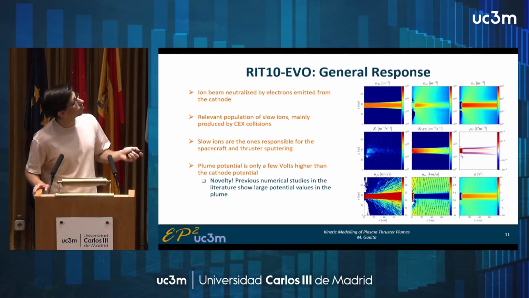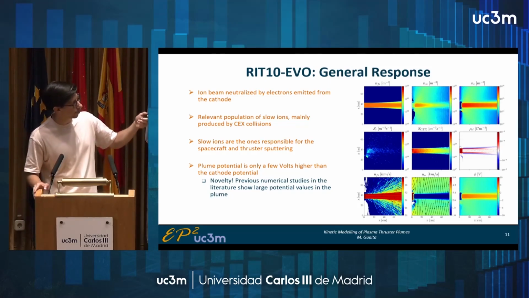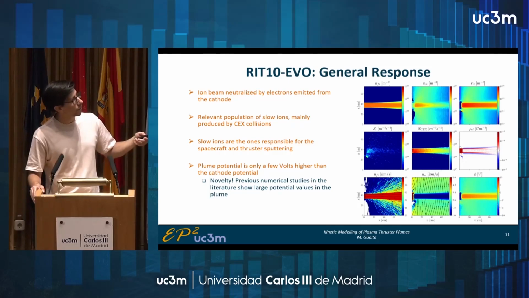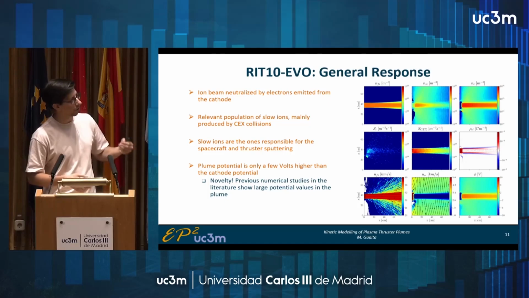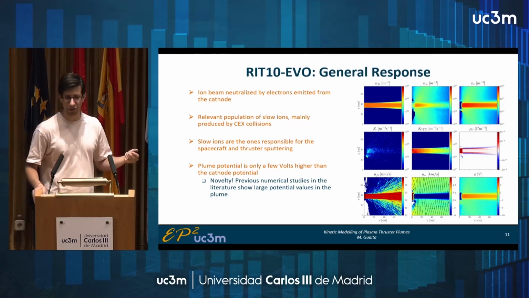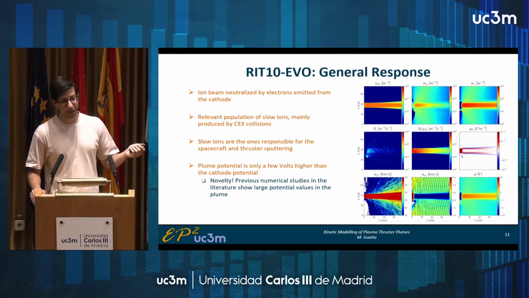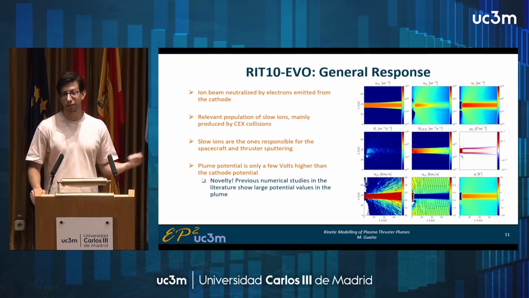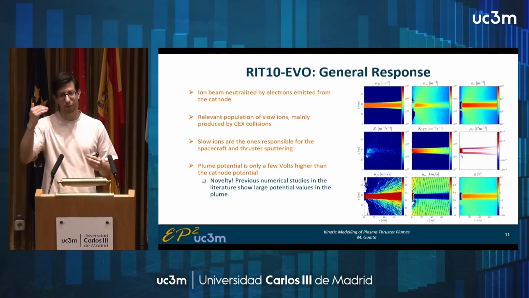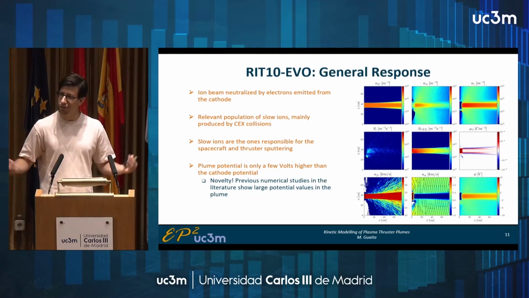The other important result from this simulation is the potential over here. As you see from the values of this potential map, there's quite a small variation in potential. So let's say the range goes from 0 volts to 6 or 7 volts. This is a novelty with respect to the literature, because the simulations of this kind of thruster present potential ranges of 60 volts, 100 volts.